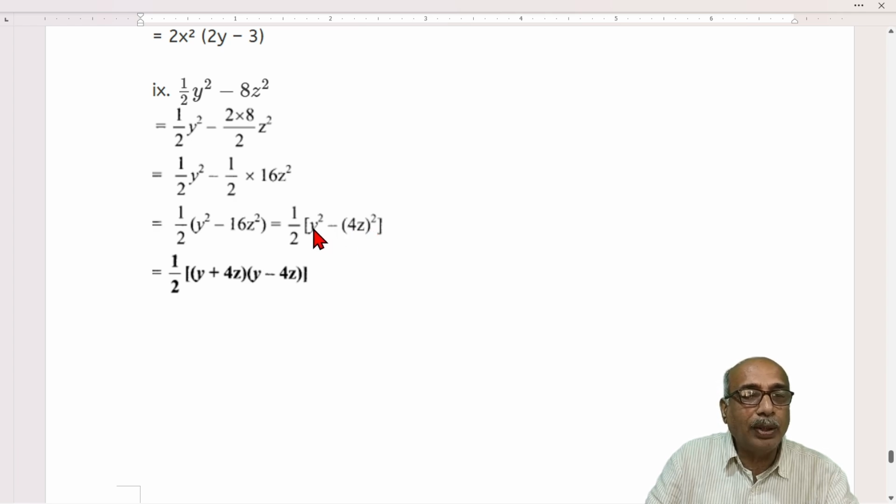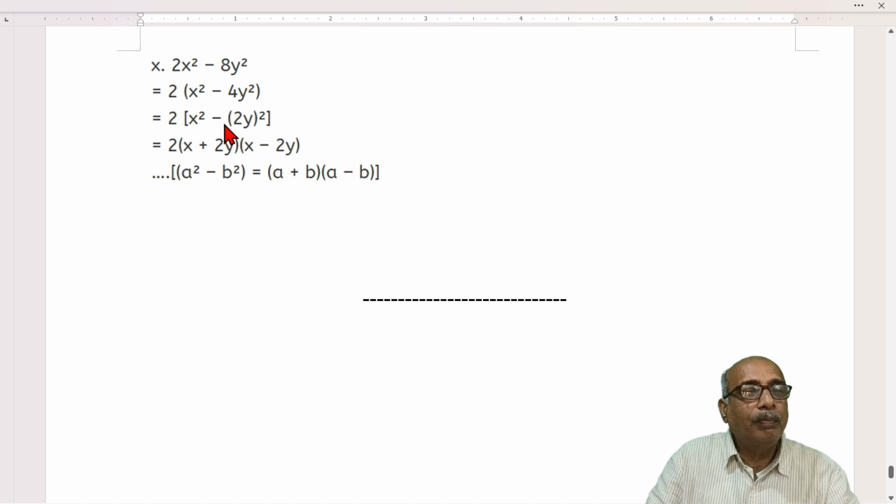Now this is what? a square minus b square. So here 1 by 2 is common only. a square minus b square. a is y, and b is 4z. So y plus 4z, y minus 4z. How to write? You see the brackets.